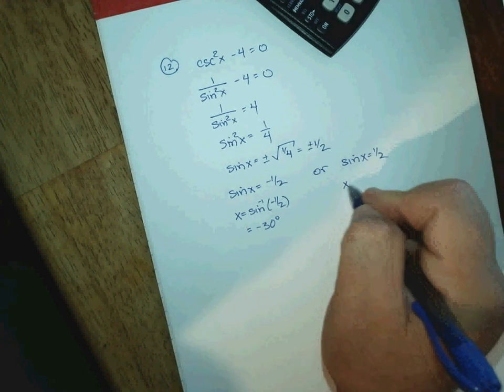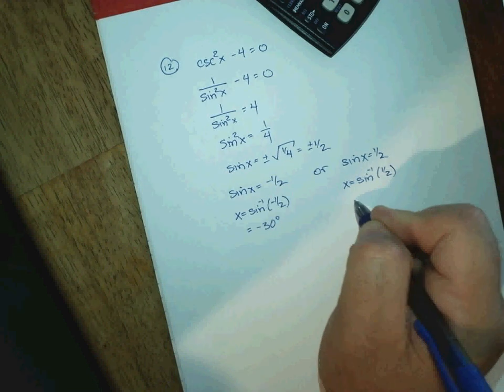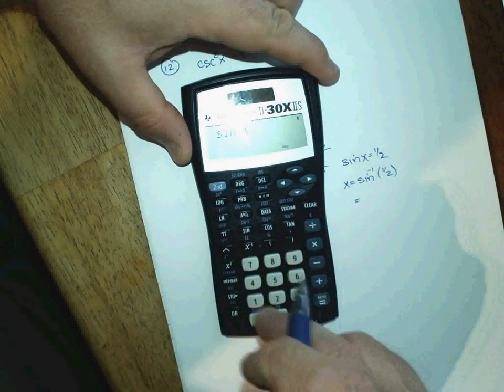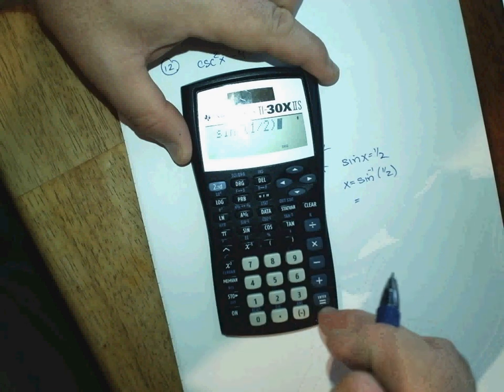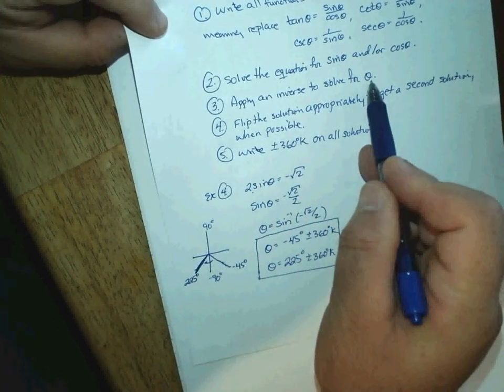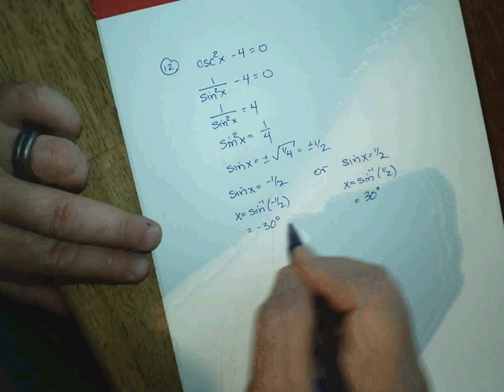Similarly over here, x is the inverse sine of 1/2. Typing that onto my calculator, inverse sine of 1 over 2, and I get positive 30 degrees. Okay, that completes step 3. Apply the inverse to solve for the variable that you're looking for.